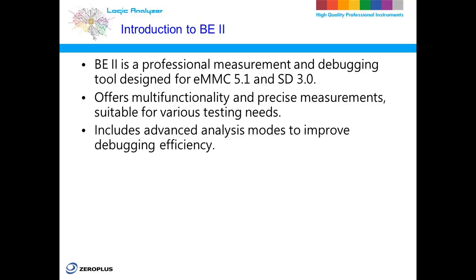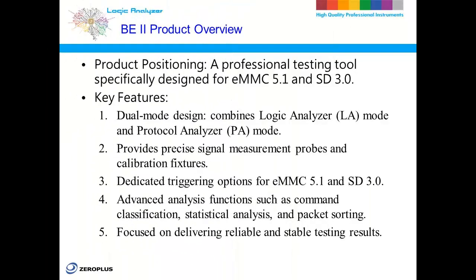Not only is the B2 an efficient and precise professional testing tool, but it also comes with a rich set of features. It can meet basic testing requirements, and with its advanced analysis modes, it helps users quickly identify and resolve issues. The product positioning of the B2 is very clear. It's specifically designed to meet the testing needs of eMMC 5.1 and SD 3.0, providing solutions for high precision and stability. As storage technology becomes increasingly complex, traditional testing tools struggle to capture the protocol details accurately, and that's exactly where the B2 comes in.